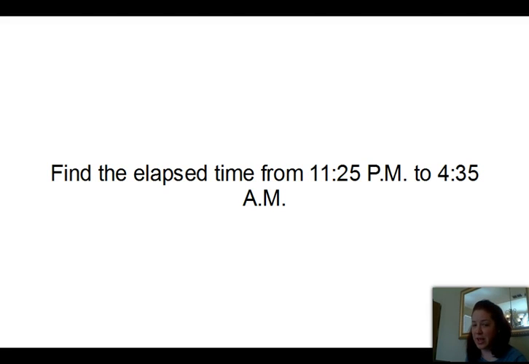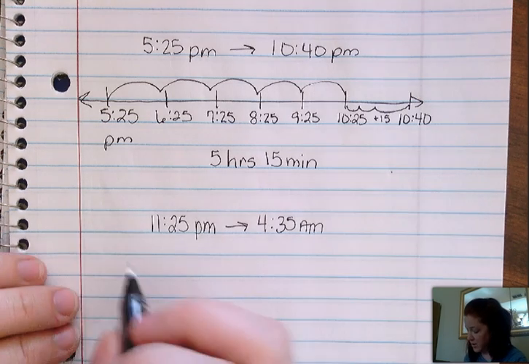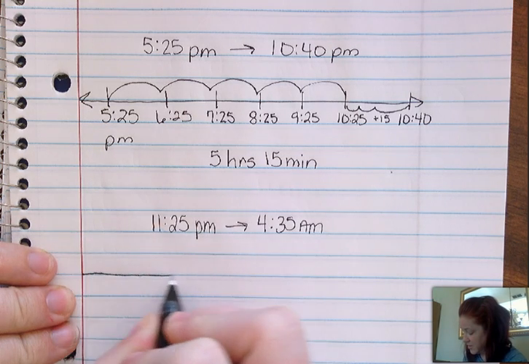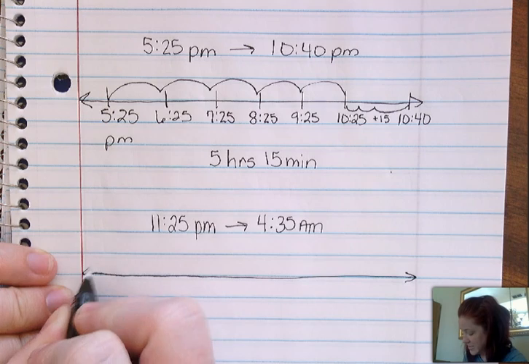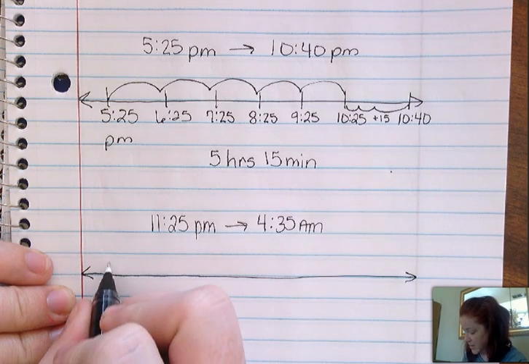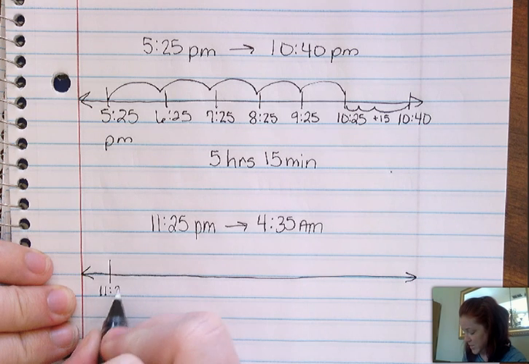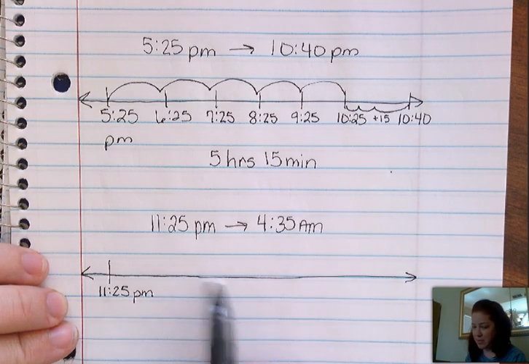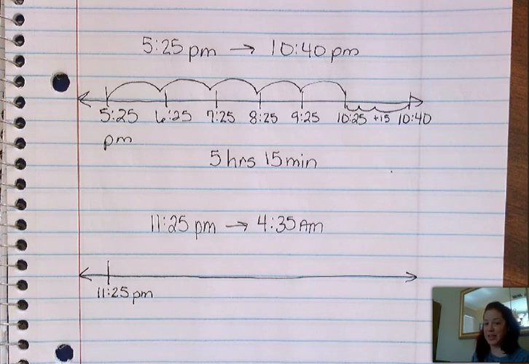This is the one I would like you to work on. Find the elapsed time from 11:25 p.m. to 4:35 a.m. I'll help you get started. Okay, so it's doing with the number line. We have our time that we are finding the elapsed time between. Do our number line, timeline. Our beginning time, starting time is 11:25 p.m. And first you're going to skip to find the hours. And then don't forget to count by fives to find the minutes.